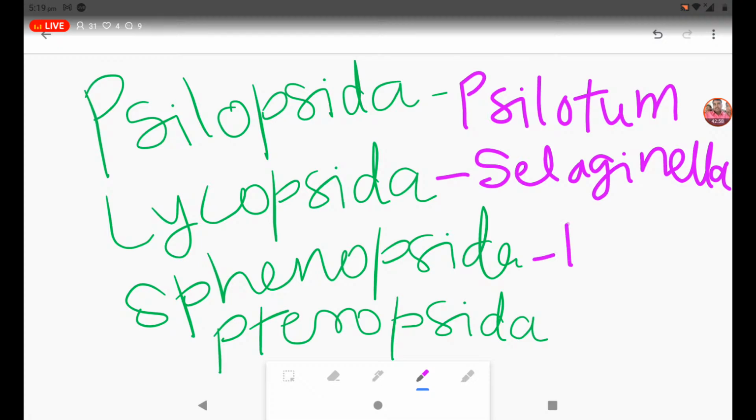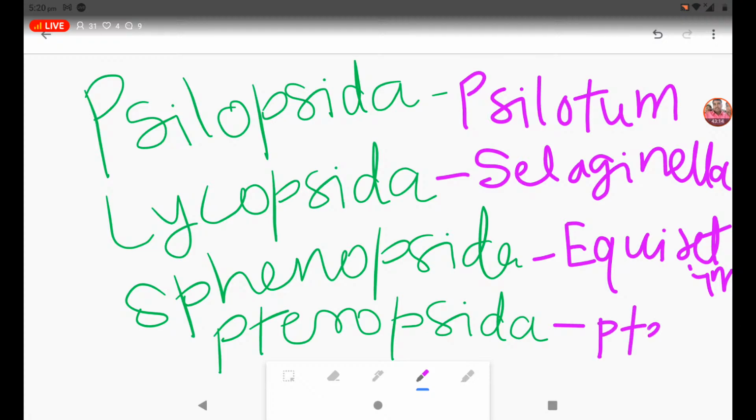Spinopsida is Equigetum, horsetail. Horsetail is the common name. That also was already shown in the diagram. You can go back and watch those structures again. Next, Pteropsida: Pteris, Dryopteris, Adiantum. These are the examples belonging to Pteropsida.